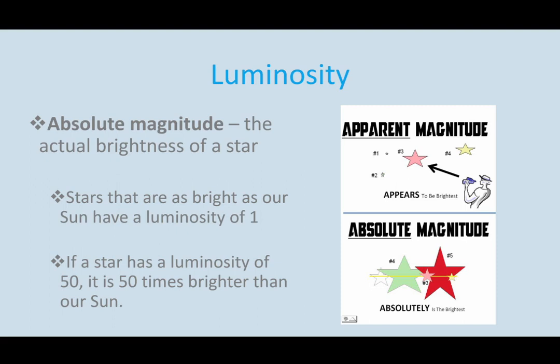So it's almost like a reference. If a star has a luminosity of 50, that means it's 50 times brighter than our sun. So again, we can have stars that are brighter than the sun, although if you think about it at night, they don't appear to be any brighter because their apparent magnitude isn't as high. However, their absolute magnitude is that they are actually brighter. They just happen to be a lot farther away.